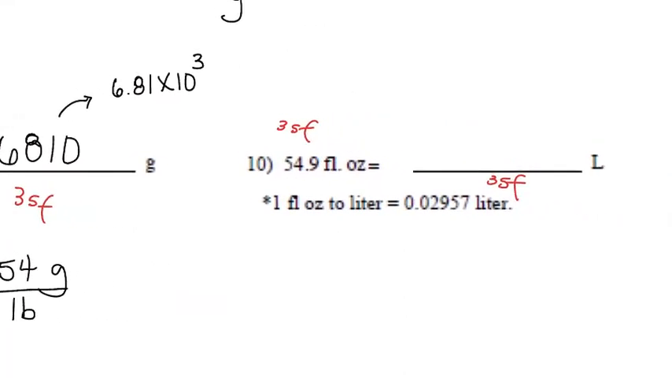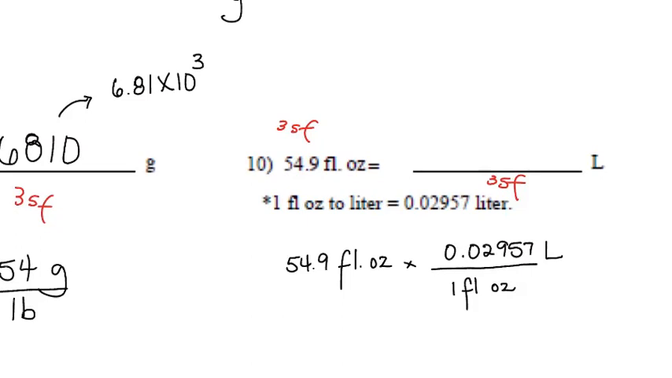Let's take a moment and do problem 10. Fluid ounces. We need to change them to liters. 1 fluid ounce on top, 0.02957 liters. All right. When we round it to 3 sig figs, what's the final answer? All I'm doing is multiplying 54 times 0.02957 divided by 1. That's what I'm doing.